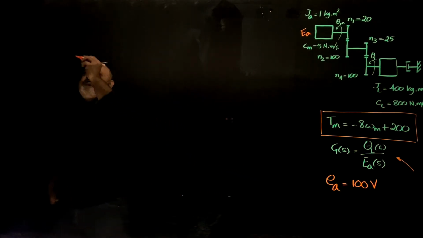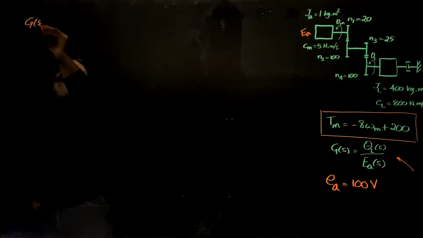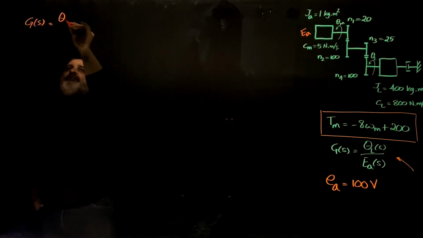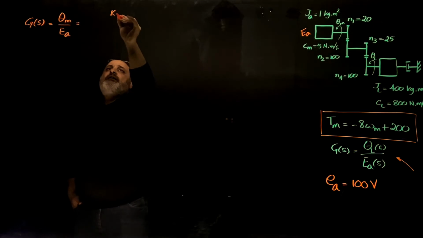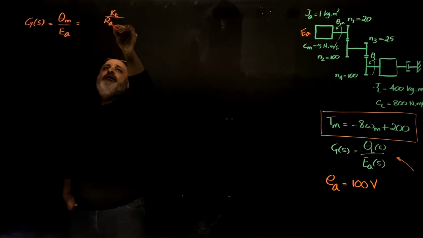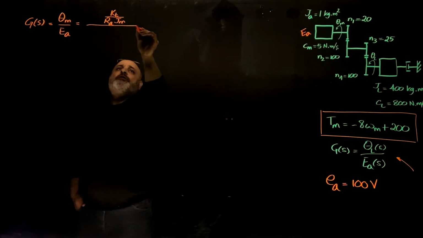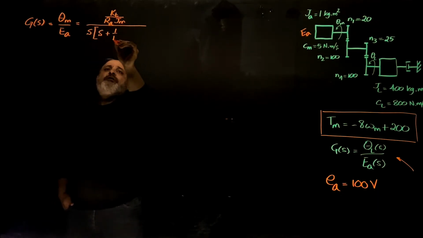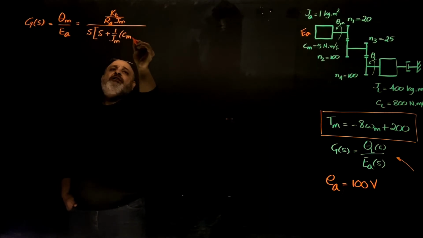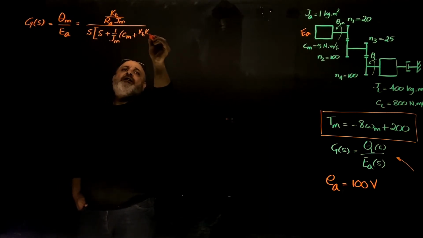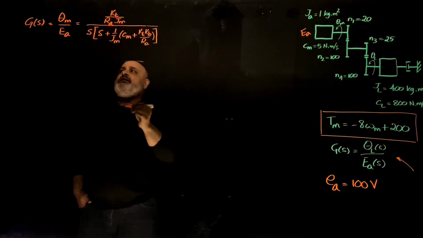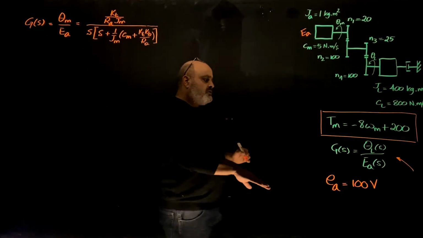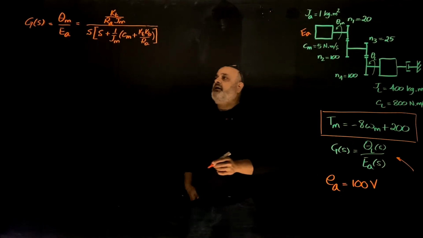Now, the transfer function at the motor, G(s), theta motor divided by E A, is K T divided by R A J M, all divided by s plus 1 over J M times C M plus K T K B divided by R A. And that's theta M to E A, and we'll get to the point where we find theta L.